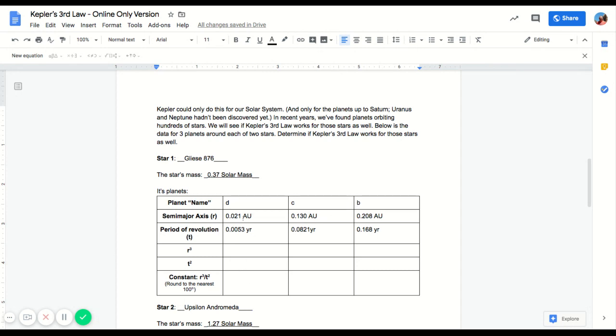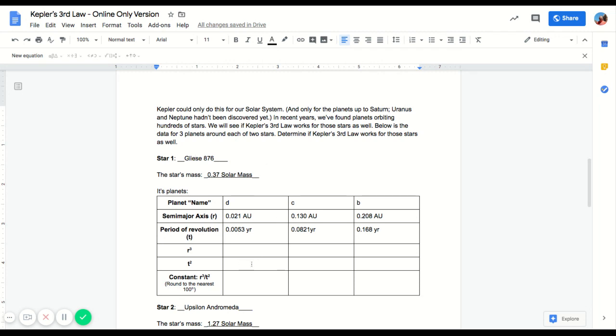And I'm going to do the same thing. I'm going to take this number here, 0.021, and I'm going to cube it, put it there. Take this number and square it, put it there. Then divide those two numbers and put it here. I'm going to see if these numbers are all the same. They should be a constant. And then we're going to do it for the second star down here and then answer a couple questions.